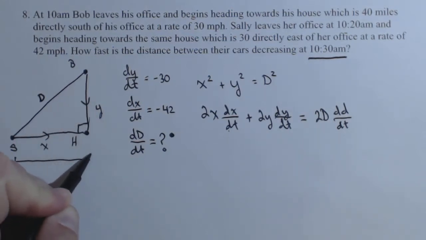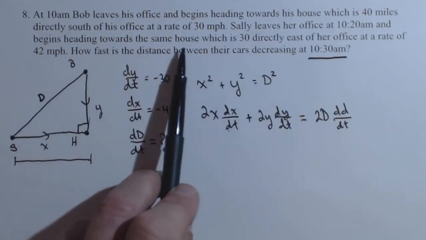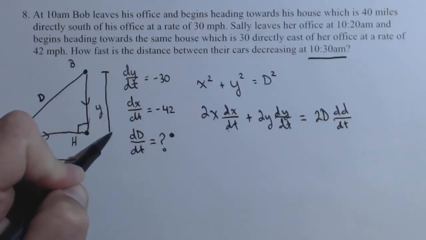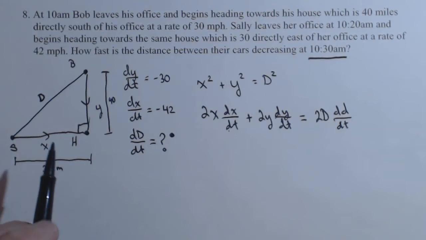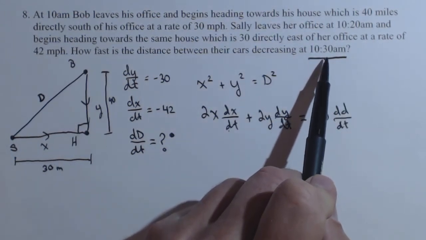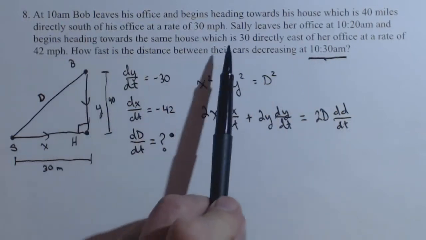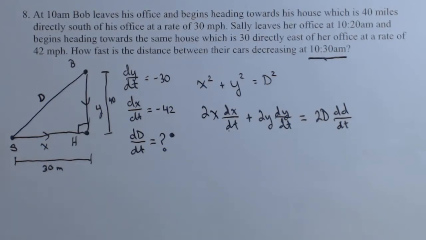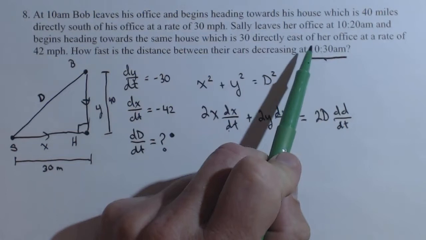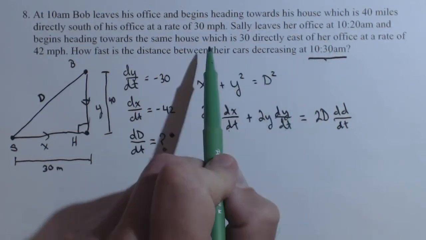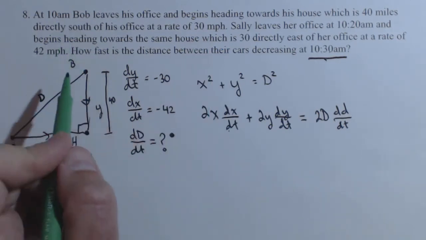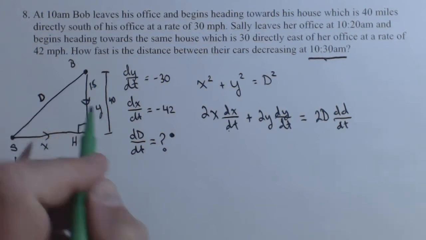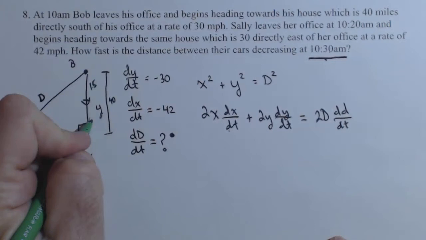Now we know initially Sally's office is 30 miles away. And we know initially Bob's office is 40 miles away. But we're not looking for that initial, right? We're looking for what x and y are at 10:30 a.m. So Bob left at 10 a.m. going 30 miles per hour. At 10:30 a.m. we need to think about how far Bob has gone. He's been traveling for 30 minutes, or half an hour. We know he's doing 30 miles an hour. So in half an hour he would have gone 15 miles, which leaves a remainder of 25 miles.